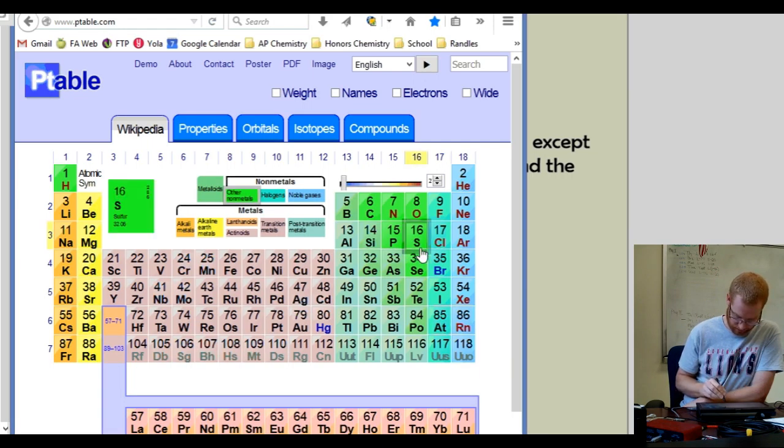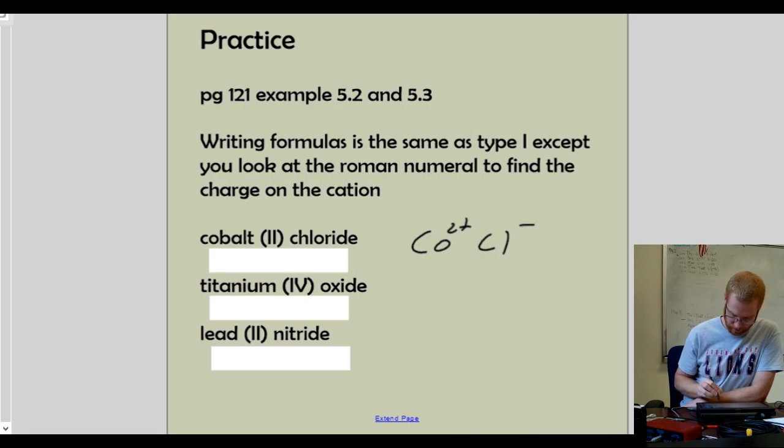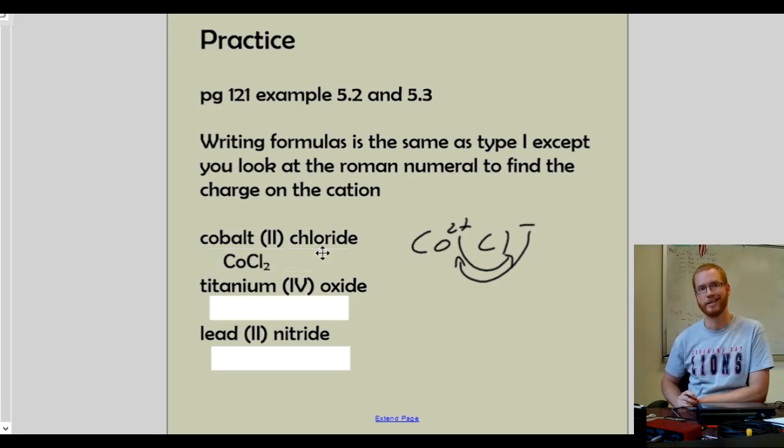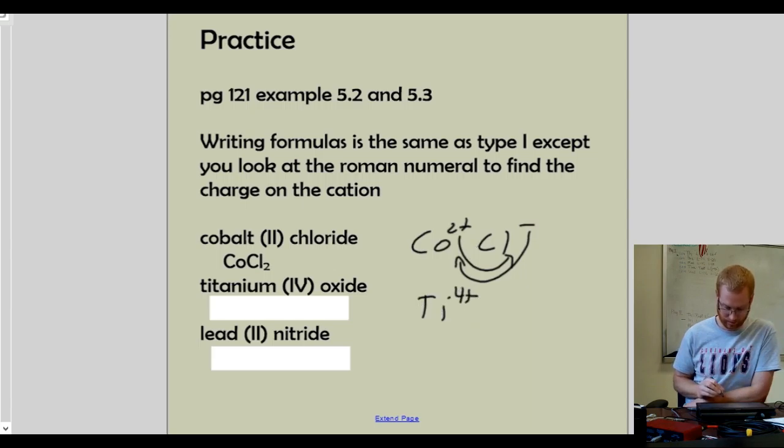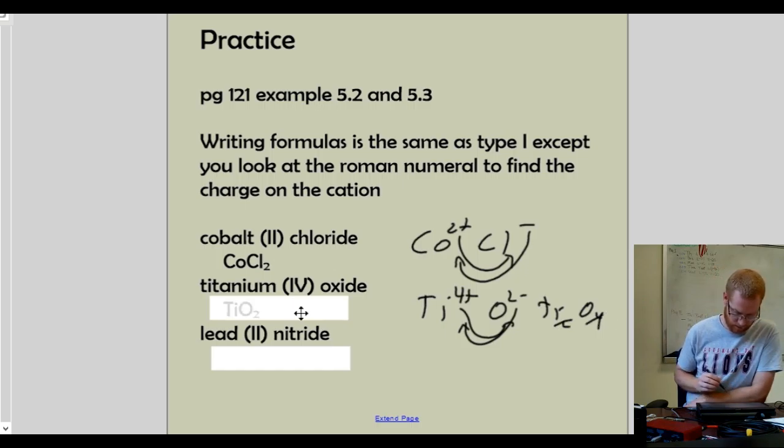Chloride, again, halogen, has a -1 charge. Switch them, and you get a formula of CoCl2. Okay. Titanium 4 oxide: titanium, Ti, has a charge of 4 plus because it is titanium 4. Oxide, charge of 2 minus. Switch them, we get Ti2O4. 2 and 4 reduce, right? And so you're left with TiO2.